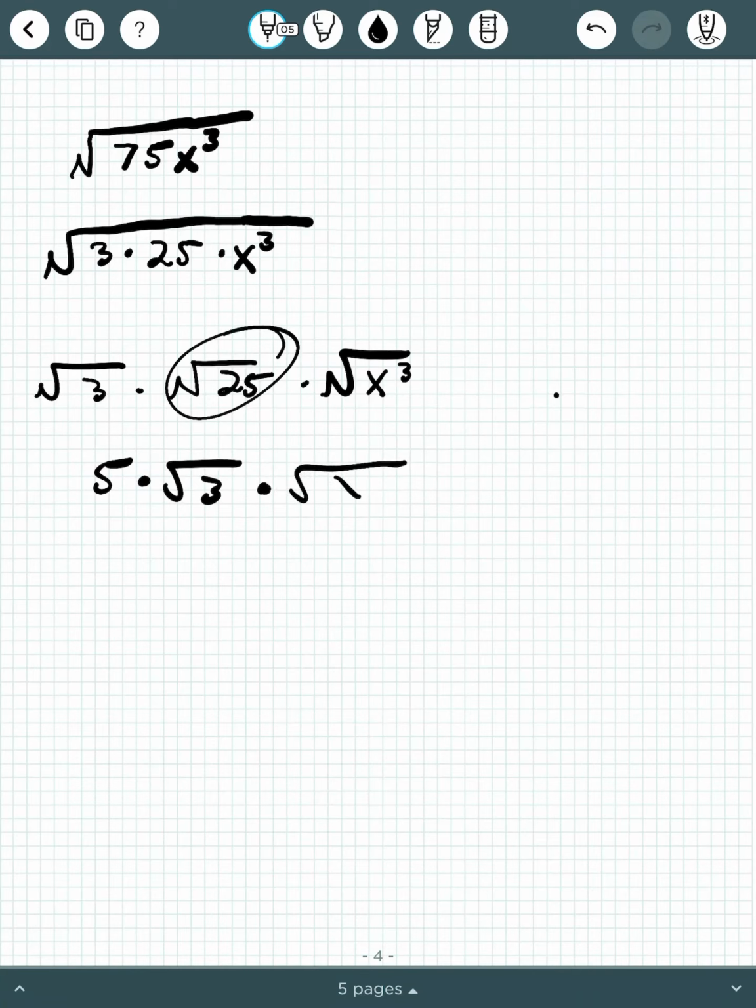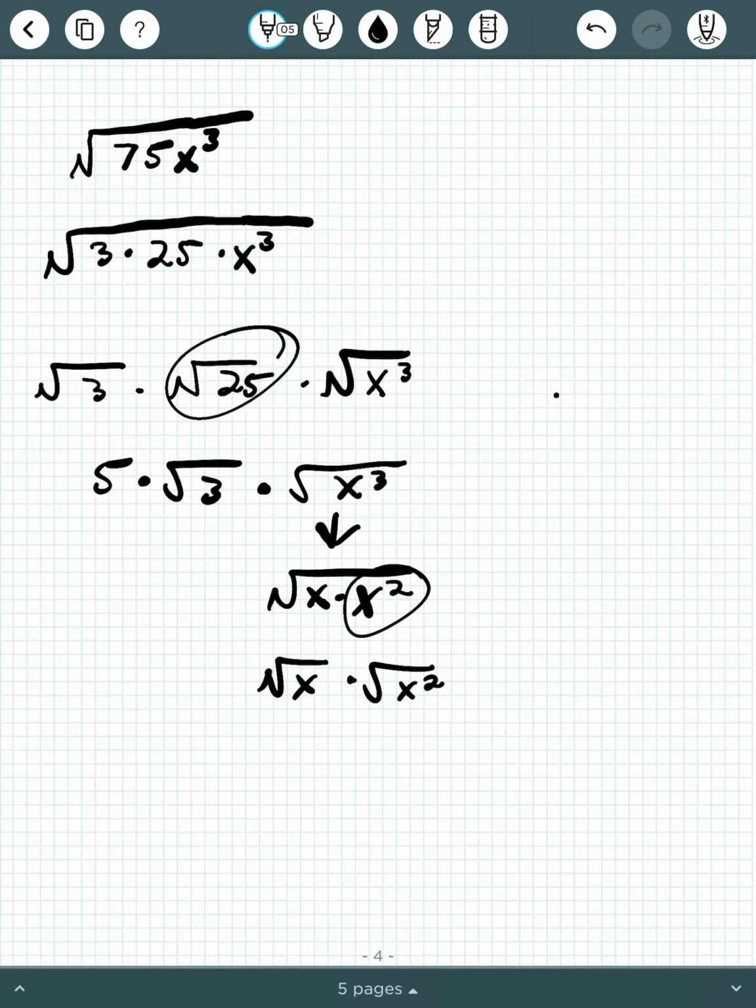But now I have this square root of x cubed hanging around still. Well, when I think of factors of x cubed, it's actually easy to think of it as x multiplied by x multiplied by x. But wait, it could also be written x multiplied by x squared. When I see x squared, I know I have a perfect square now. So this can continue to be written as square root of x multiplied by the square root of x squared. The square root of anything squared cancels itself out, so that's just x times the square root of x.